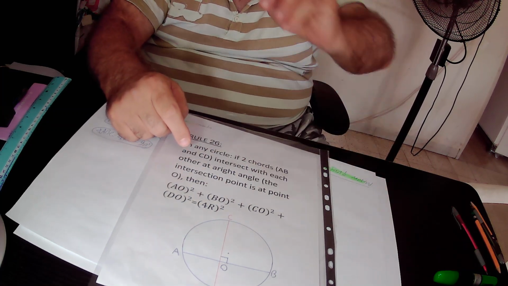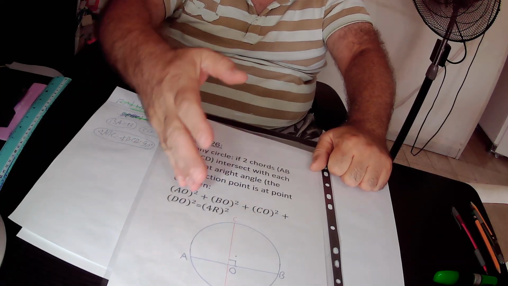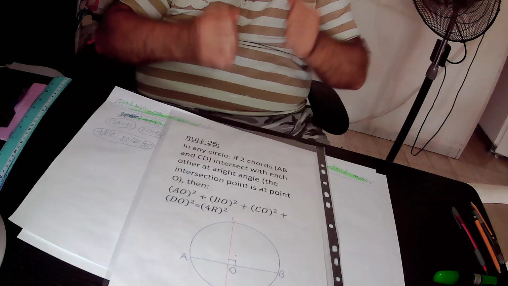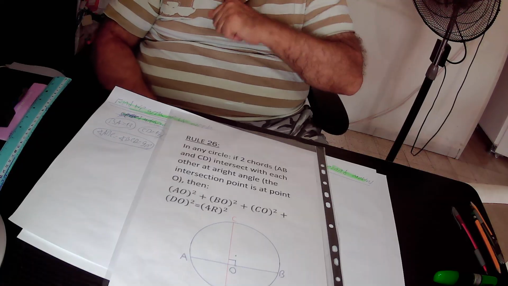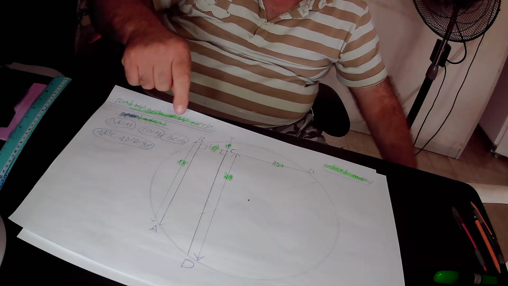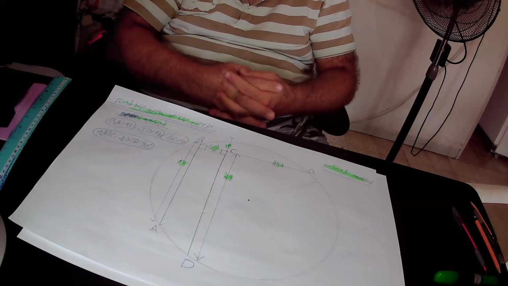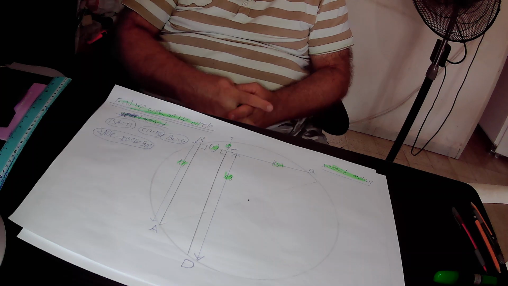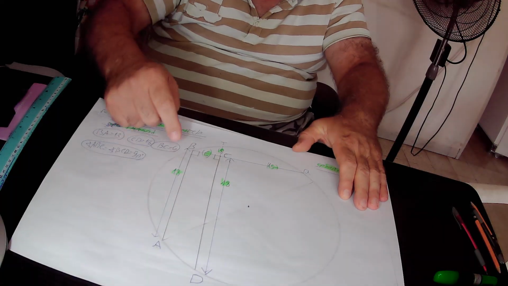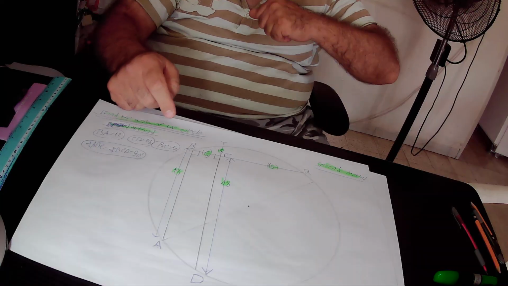Then the following equation is true: AO squared plus OB squared plus CO squared plus OD squared equals 4R squared, and R is the radius of the circle. Again, whenever you have two chords that intersect with each other at a right angle, you can implement this rule. In our drawing, chord TD intersects with chord BQ at 90 degrees at point C. So all the requirements of rule 26 are satisfied, and therefore we can implement it. According to rule 26, TC squared plus CD squared plus BC squared plus CQ squared equals 4R squared, and R is the radius of this circle.